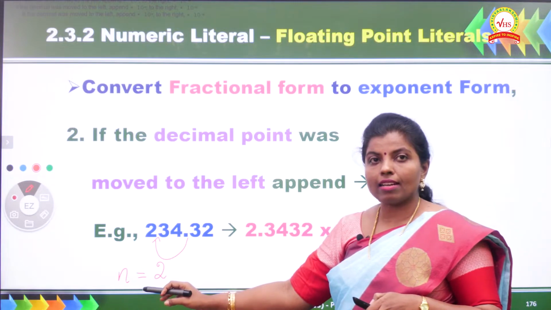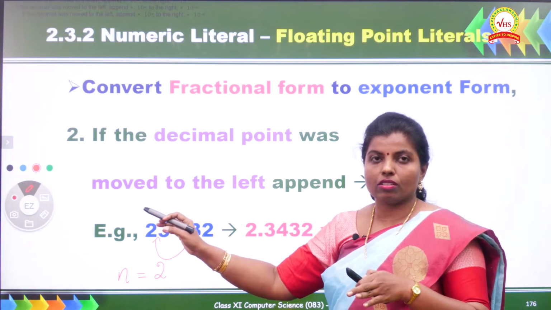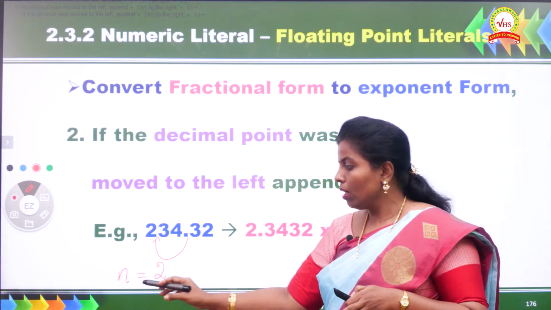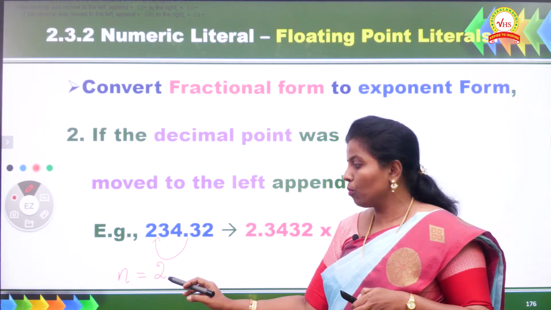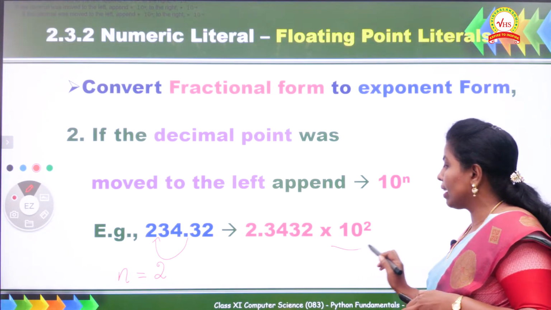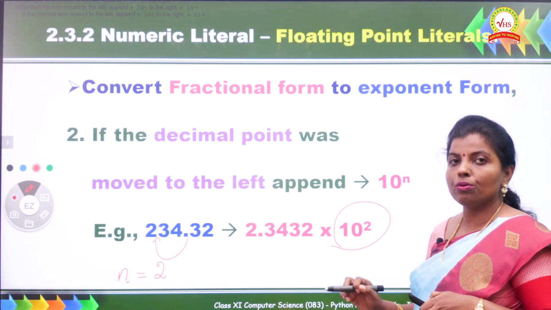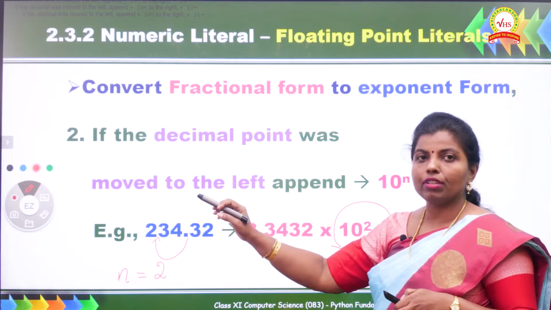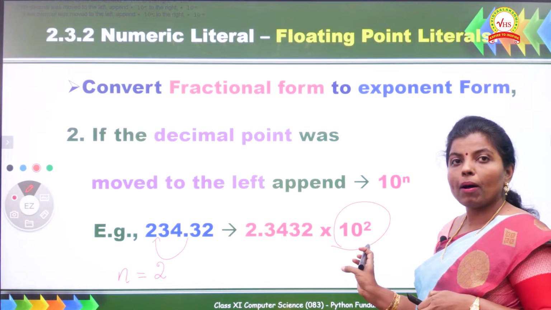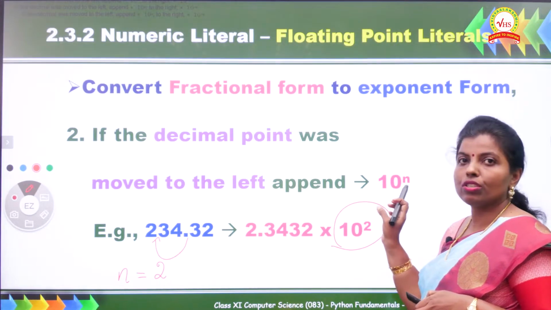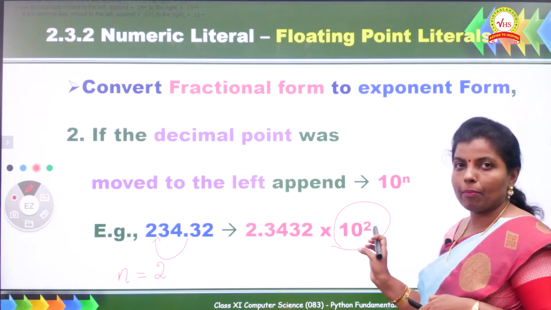So, the value of n is the number of digits the decimal point is moved. 2 digits I have moved, so here I am going to write it as 10 power 2. How many digits have I moved? 2 digits I have moved towards the left. That is why here the power of 10 takes positive n. So, it becomes 10 power 2.